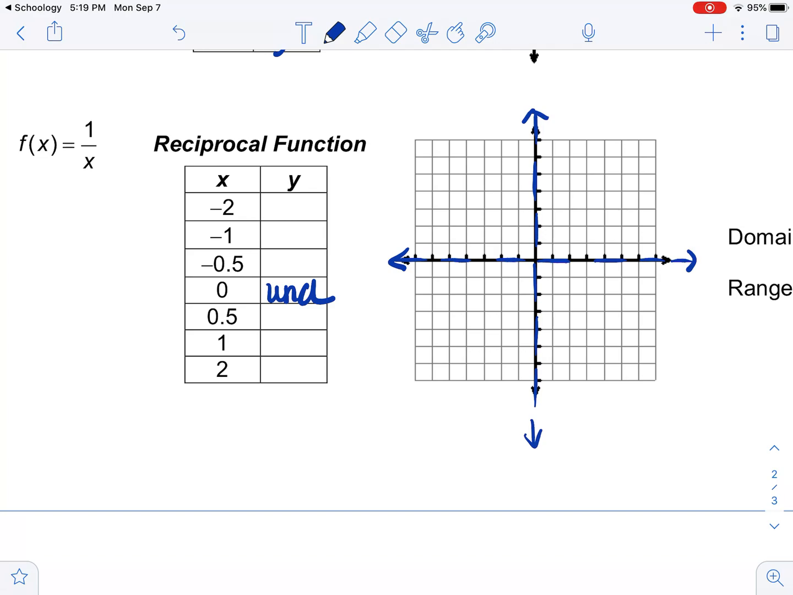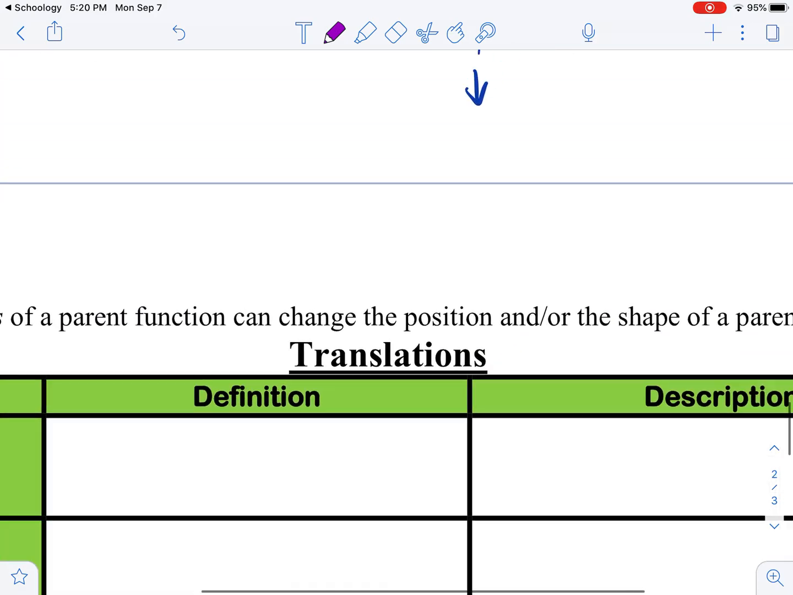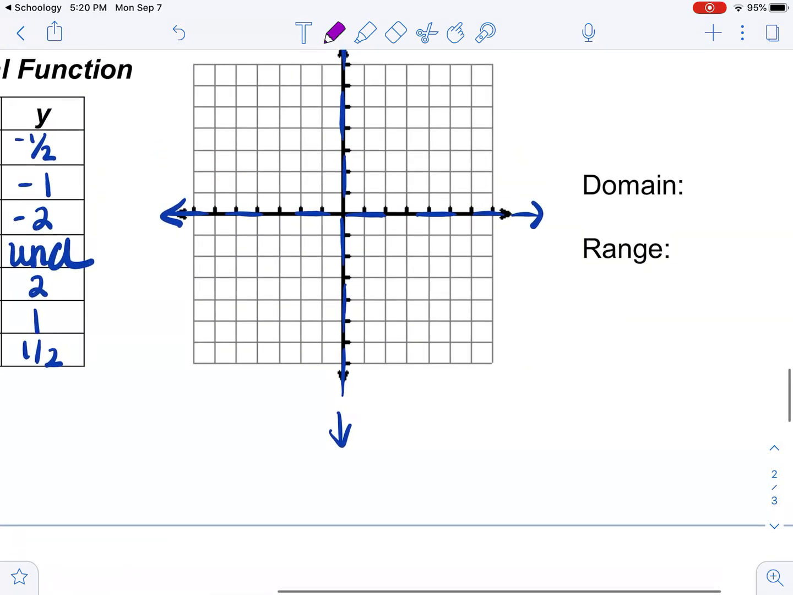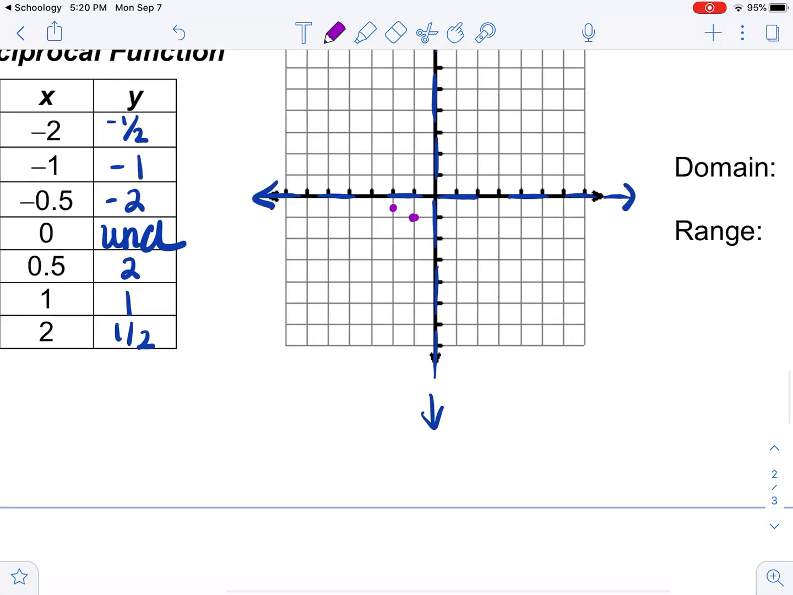All right, so now let's see when we plug in negative 2. When we plug in negative 2, we get negative 1/2. When we plug in negative 1, we get negative 1. When we plug in negative 1/2, we get negative 2. Then positive 2, positive 1, and 1/2. All right, now let's graph these points. I'm going to switch colors here just so the points don't accidentally blend into the asymptotes. Negative 2, negative 1/2. Negative 1, negative 1. And negative 1/2, negative 2.